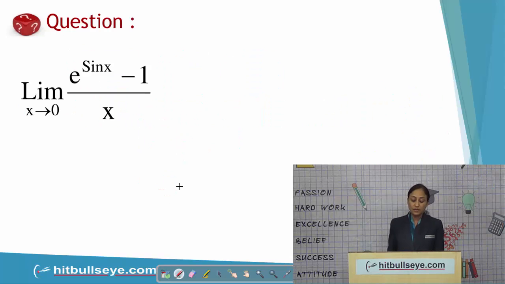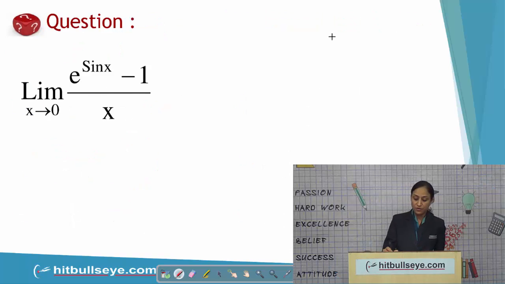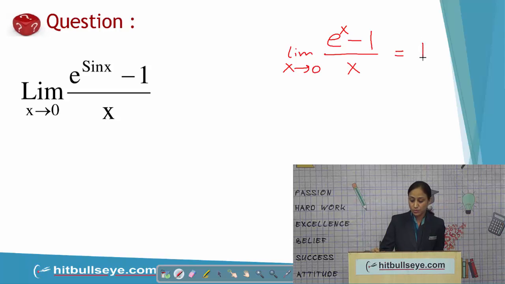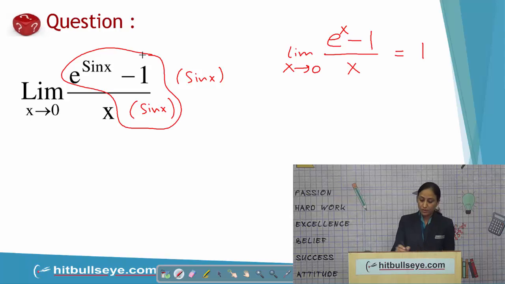This question is based on the limit that we just took up in the previous slides, which says that e raised to power x minus 1 upon x, as limit x approaches 0, will always be equal to 1. So we can observe here that if I want to use that limit, it should be of the type e raised to power x minus 1 upon x, limit x approaches 0 is equal to 1. To make it of this type, I have to multiply and divide this question by sin x. In that case, this will make one pair which will be of this type.